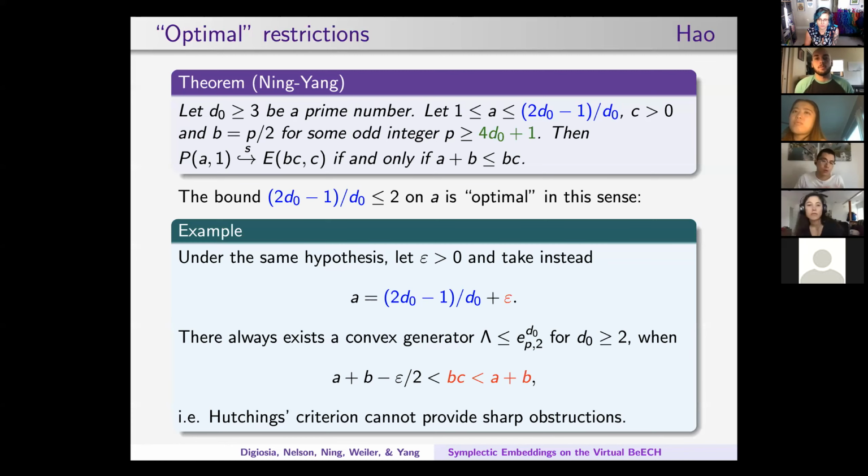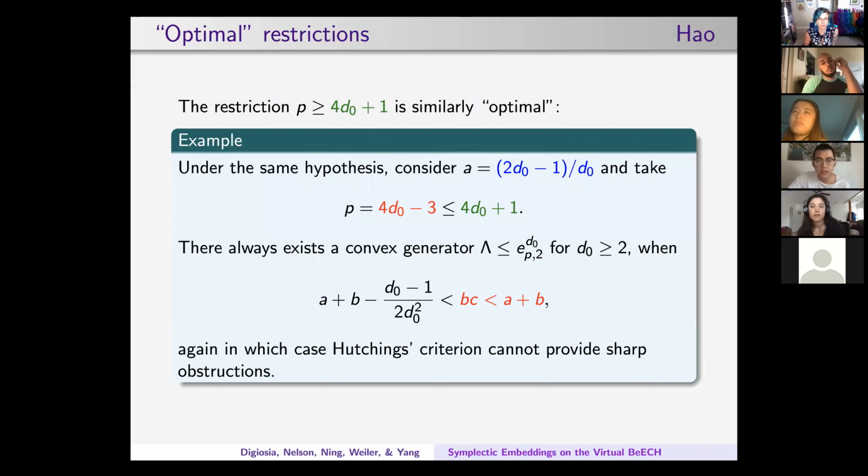So if we want to use Hutchings criterion to provide a contradiction by looking at this generator, what this is saying is that no matter how we manipulate the inequalities, such a thing always exists, hence we can never arrive at a contradiction. And in a similar sense, as on the next slide, the value of P cannot be lowered by any amount.